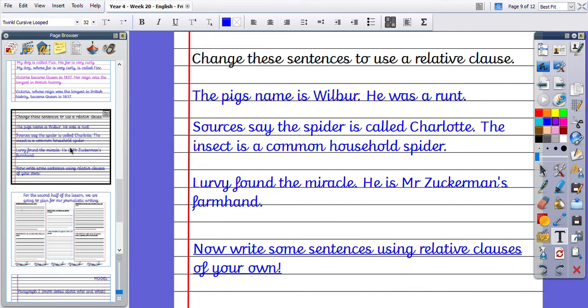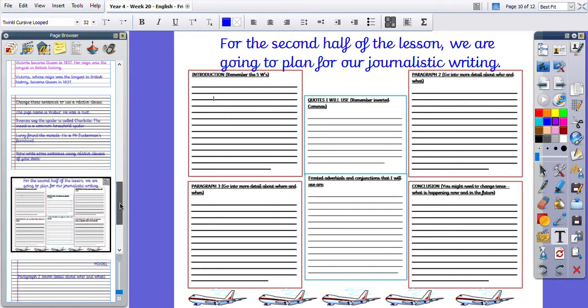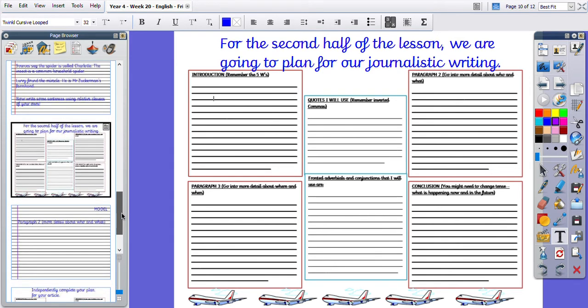So I've given you some sentences here and I want you to change them to use a relative clause dropped into the middle. Okay, so I've given you 3 sets of sentences to have a go at. And then if you do that, I want you to have a go at writing some of your own. Okay, so I want to see about 5 or 6 sentences using relative clauses, maybe that you could use into your newspaper article next week. Okay then, when you've done that, we are moving on to planning our newspaper article.